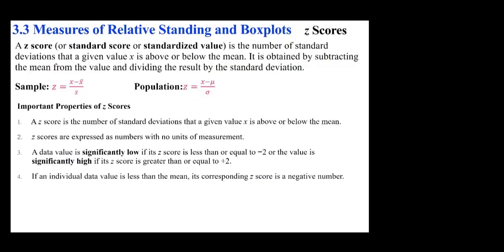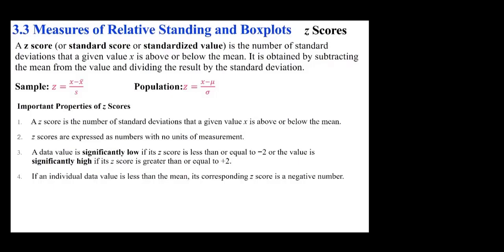What is a z-score? A z-score or standard score is the number of standard deviations that a given value is above or below the mean. It is obtained by subtracting the mean from the value and dividing by the standard deviation. So pay attention to the formula: z equals x minus x bar over s, or z equals x minus mu over sigma.